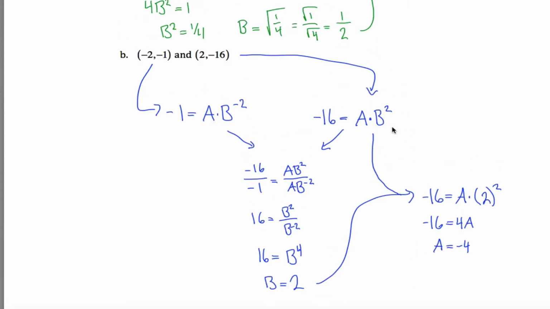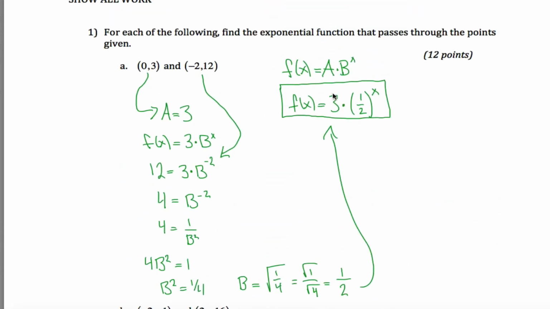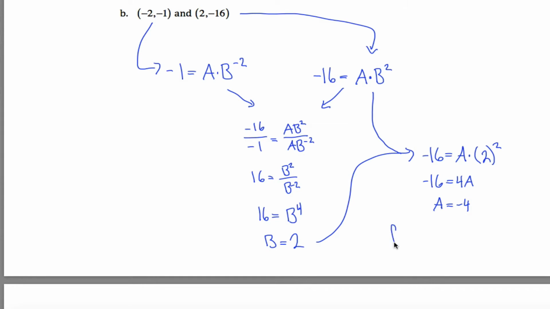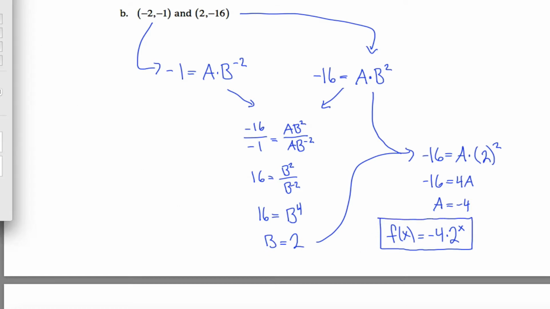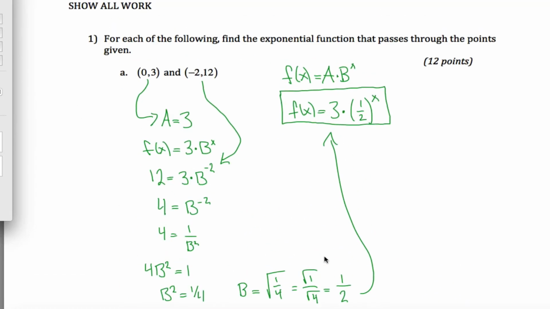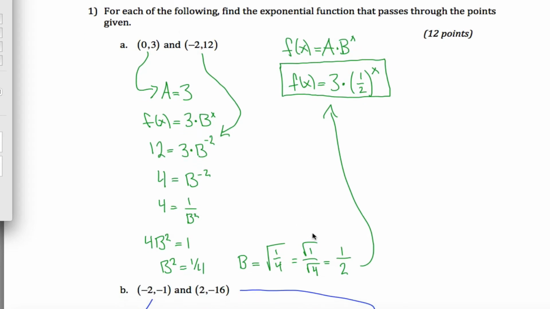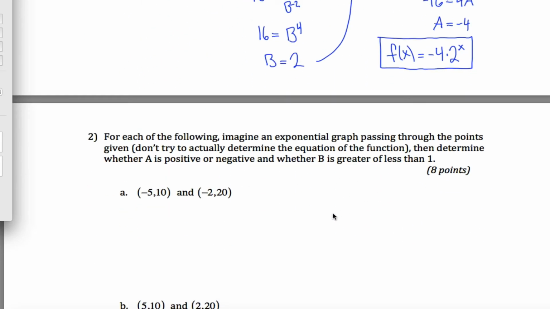And therefore, my function, was I supposed to figure out a function for each of the following? Find the exponential function. Fine. F of x is equal to negative 4 times 2 raised to the x power. All right. That's the majority of the quiz. That is, well, 12. So 12 of the 20 points. 8 more points down here.